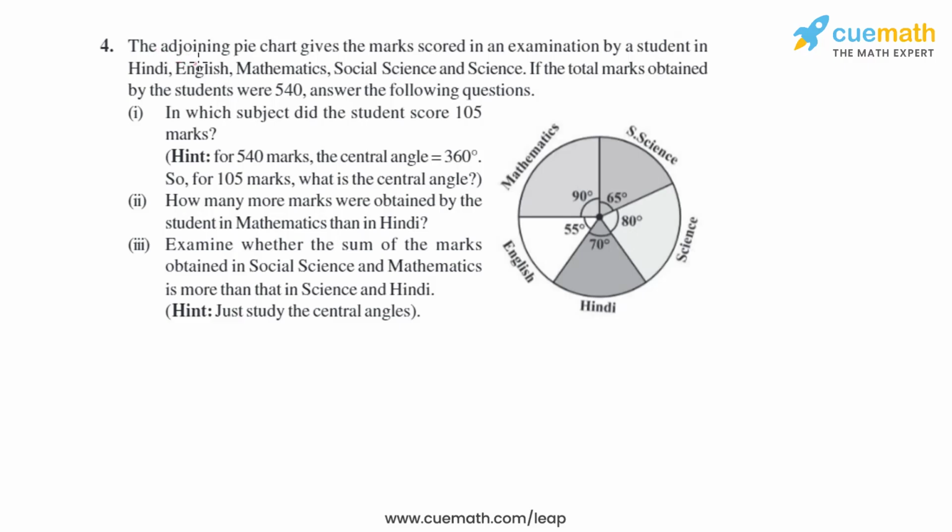Question 4 of this exercise says that the given pie chart gives the marks scored in an examination by a student in Hindi, English, mathematics, social science and science. If the total marks obtained by the student were 540, answer the following questions. In the first part it says, in which subject did the student score 105 marks?